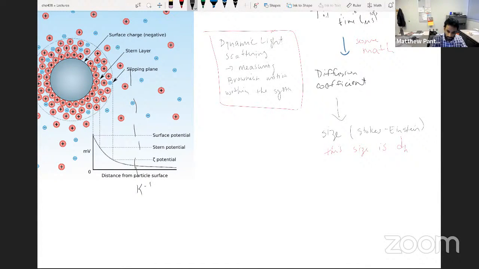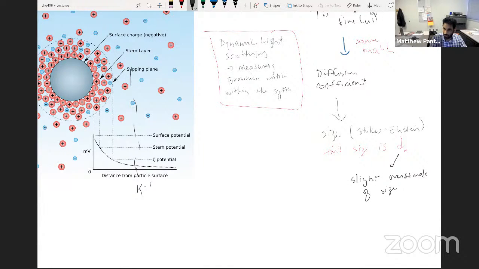So I think that's again the key message: a slight overestimate of size. Okay, so that's dynamic light scattering. It measures Brownian motion and can give you an idea of size.